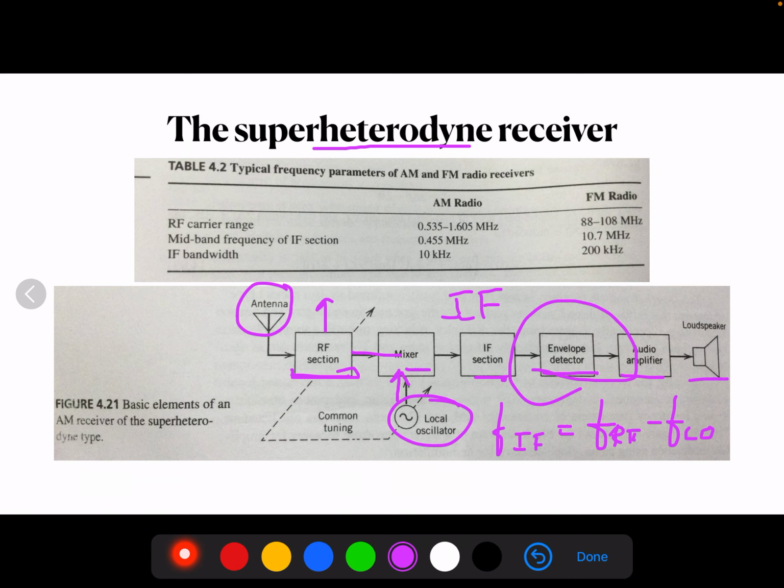The IF section consists of one or more stages of tuned amplification, so it provides most of the amplification and selectivity in the receiver. The output of the IF is given to the demodulator, that is the envelope detector, to recover the baseband signal. If we are using a coherent detector, then a coherent signal must be used in the receiver, otherwise whichever is suitable. The final operation is the power amplification of the received signal.